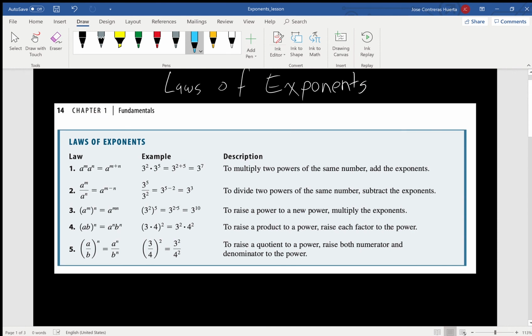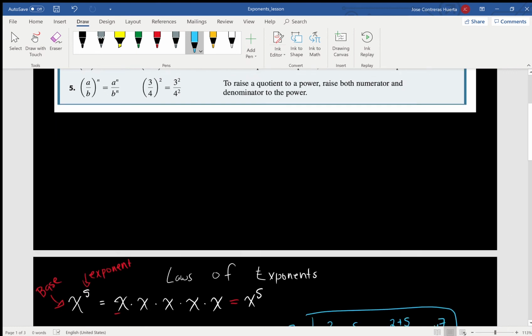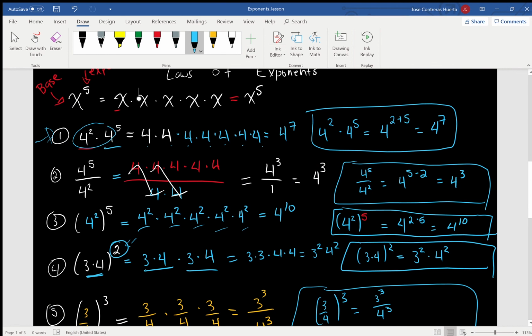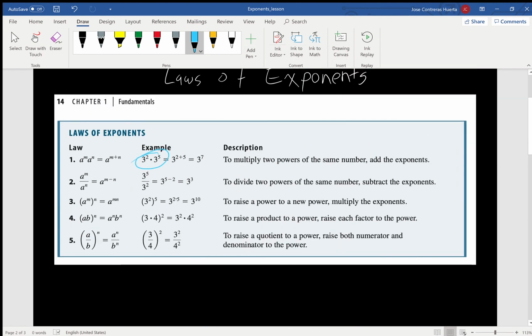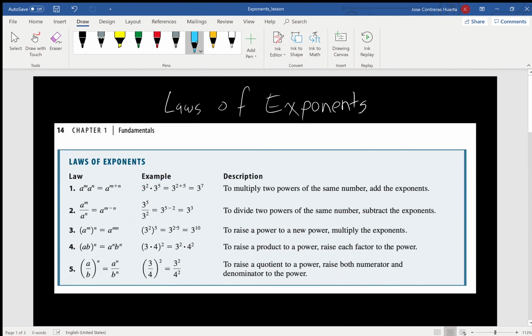So in the table, you'll notice that they have a base of 3. Now I decided to use a base of 4 to show you that it can be done with different numbers or different variables. So in the first one, we went ahead and did 4 to the second power times 4 to the fifth power, and we got 4 to the seventh power. Notice that they use 3, so because they have the same base, you add the exponents, so that's 3 to the seventh power. And then they went ahead and did number 2, 3, 4, and 5.